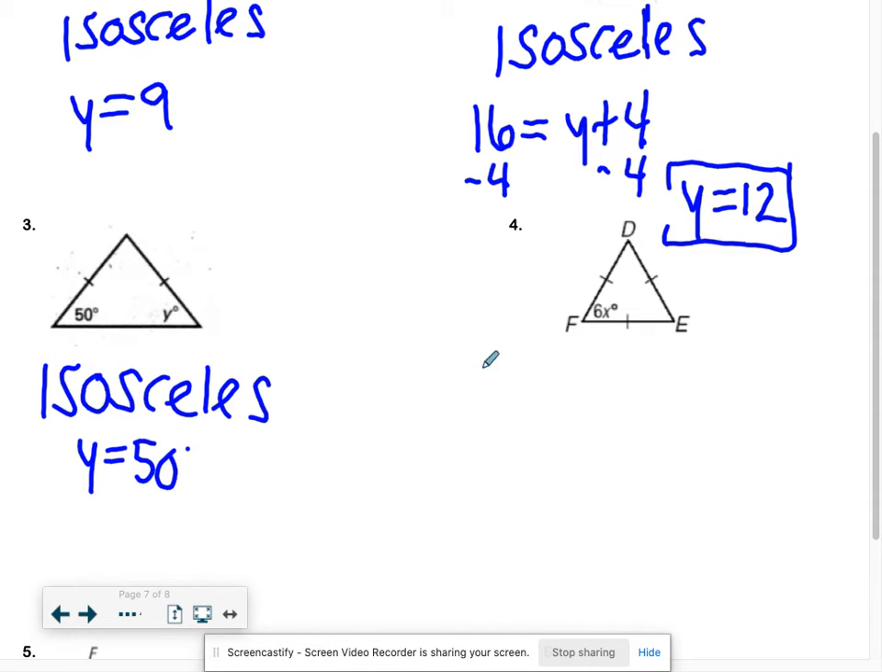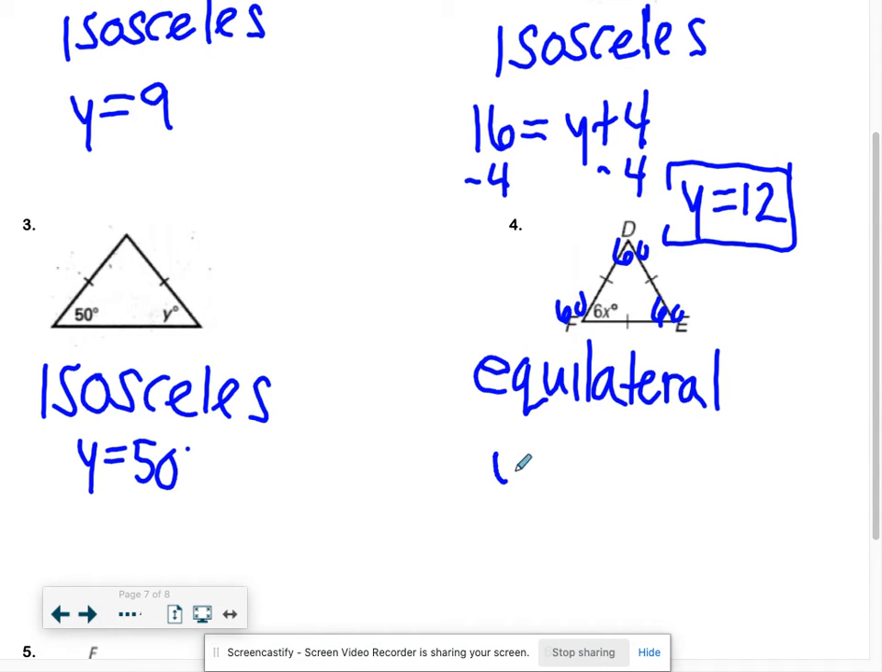Equilateral, because we have all three sides the same. Okay, what did we say the angles always have to equal? So I'm going to write 6x equal to 60, since I know it has to equal 60. And then Michael's right, you divide by 6 and we do get 10.